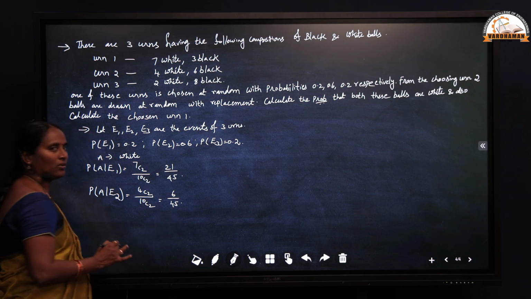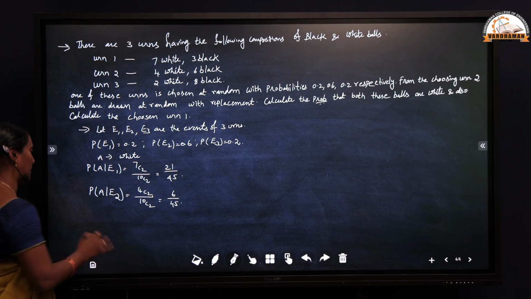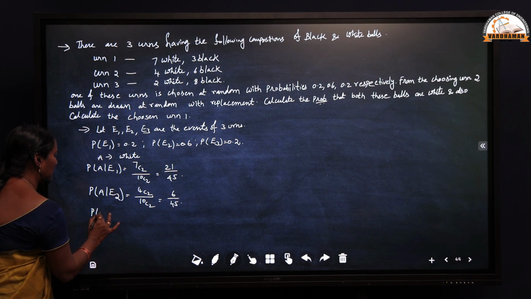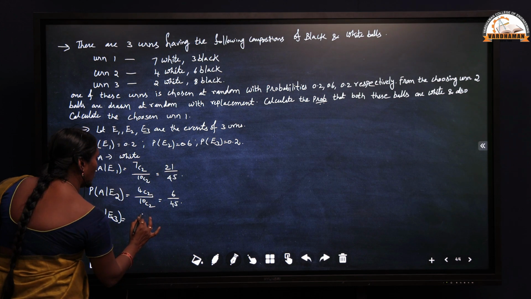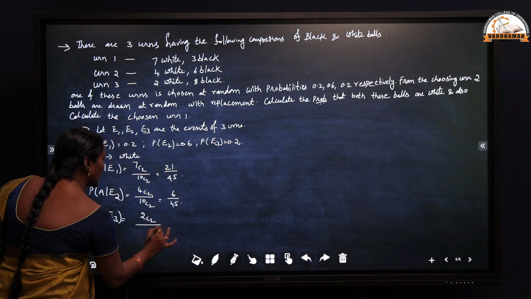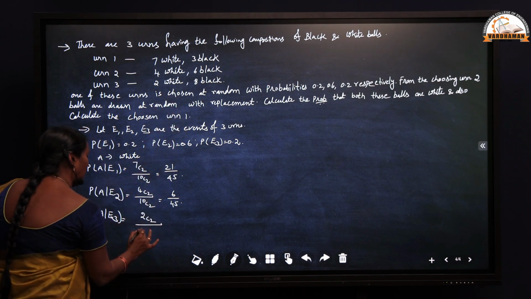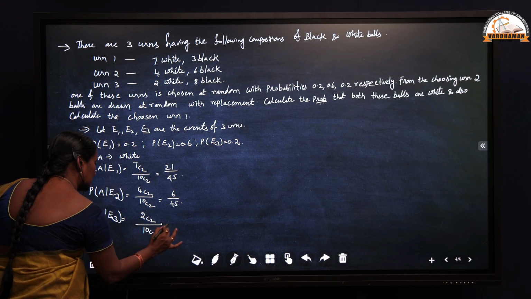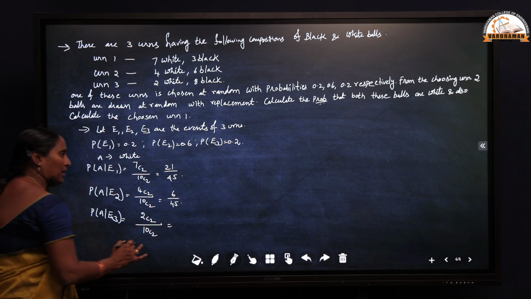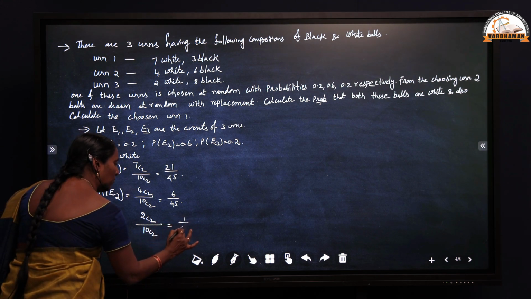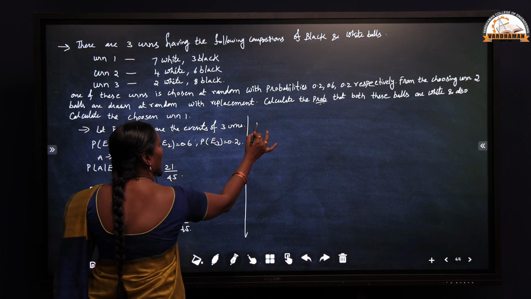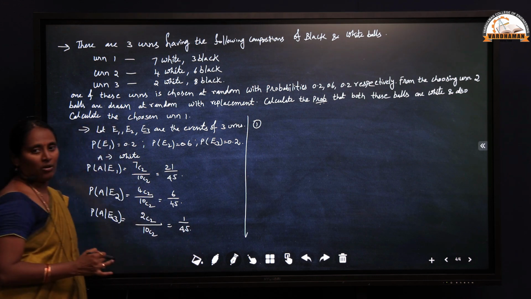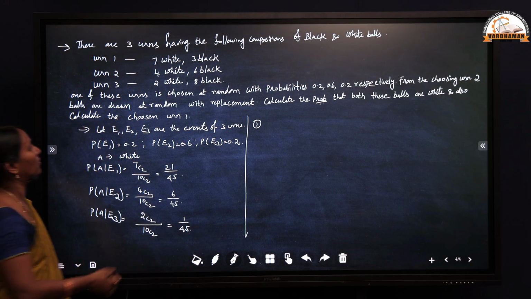In the same way, we find A given E3. Here E3 is urn 3, where we select 2 white balls. Out of 2 we select 2C2, by 2 plus 8, again 10C2. So P of A given E3 will be 1 by 45. So what is the first thing we are going to find now? Actually the P of A value. Why is it P of A?